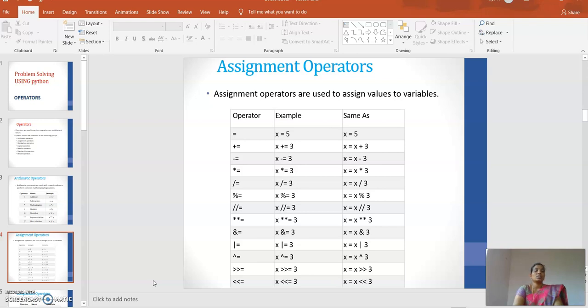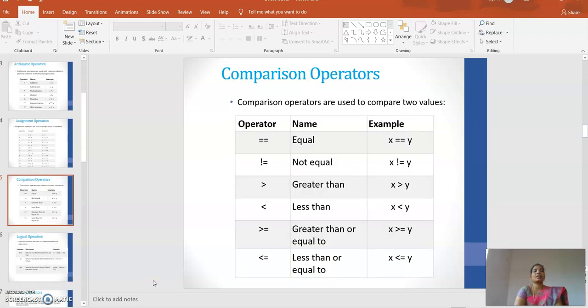Star equal to, slash equal to, percentage, that is modulus equal to, floor division equal to, exponentiation equal to, ampersand equal to, that is bitwise and, bitwise or, bitwise xor, right shift and left shift operators. These are the assignment operators. This type of assignment operators are otherwise called shorthand assignment operators. And the next one is comparison operators.